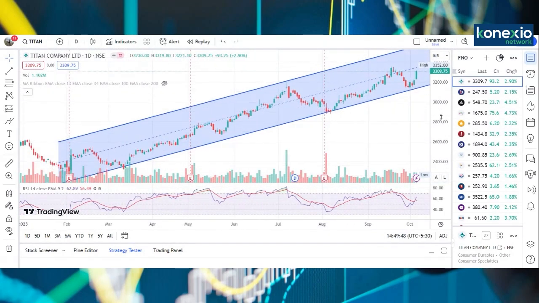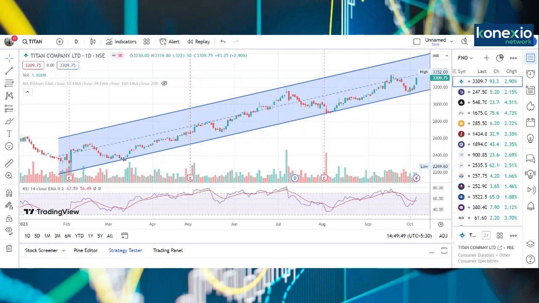The stock is moving in an upward rising channel, making higher tops and higher bottoms from February 2023. The setup is positive. The stock is poised for a rally from these levels. You can see the price volume action is also indicating the bullish sentiment or bullish undertone in the stock. The RSI is also comfortably placed with a bullish signal at this level. The stock is currently quoting at 3,309.